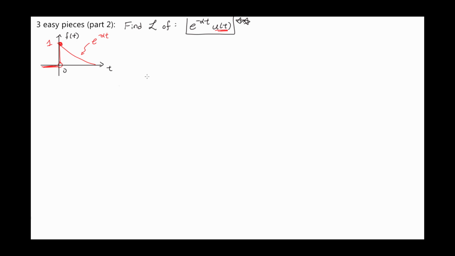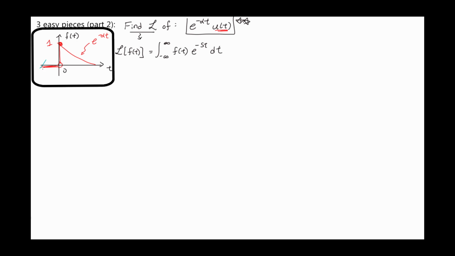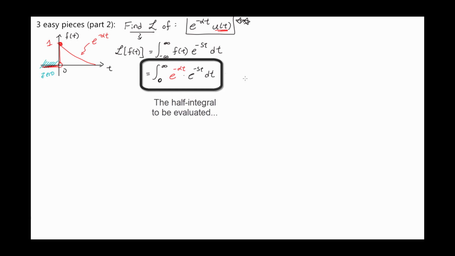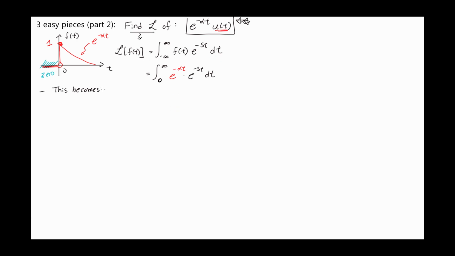Cool. So let's just do this. The Laplace transform of f of t is the doubly infinite integral of f of t e to the minus st dt. And as before, a large portion on the left is going to be 0. So now we can just write this integral from 0 to infinity of e to the negative alpha t times e to the negative st dt. So now it's just a matter of calculus.